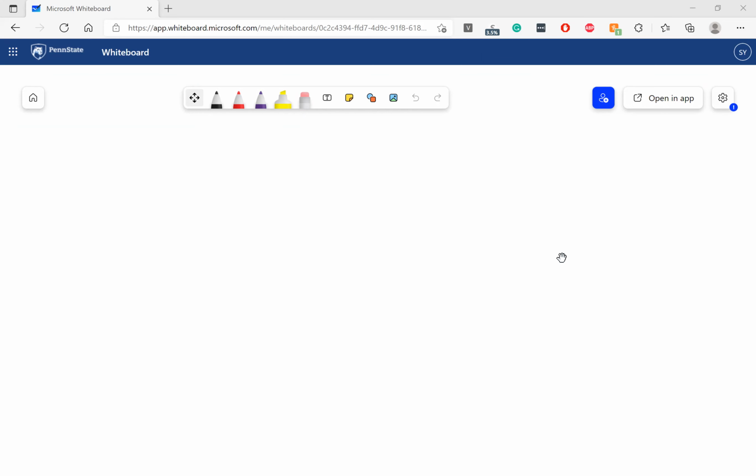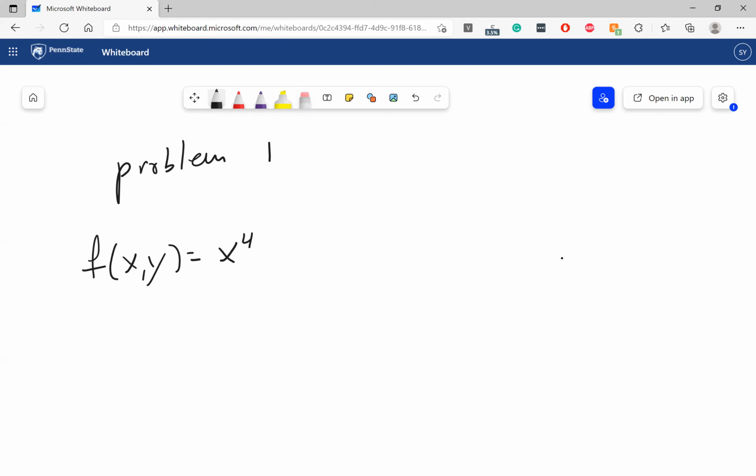So today we are just going to keep working on partial derivatives and doing examples. So the first problem that I'm going to do is to find all the partial derivatives of the function f of x y is equal to x to the fourth plus 6 square root of y minus 10.